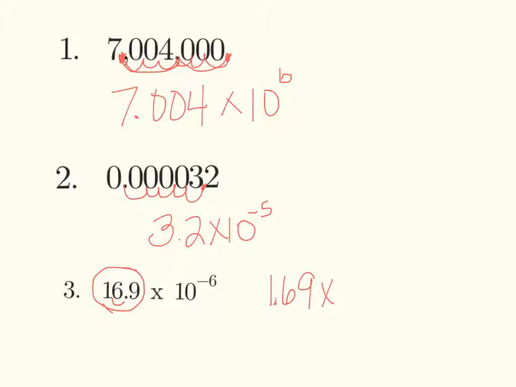Now, when we do that, we have to change the exponent. The easiest way I know how to do this is the exponent does the opposite of the number. The number went from 16 to 1.69, so the number went down, so the exponent has to go up. You're going to move the exponent up by how many times you moved the decimal. We moved the decimal 1 time, so I'm going to add 1 to my exponent. So negative 6 plus 1 is negative 5.